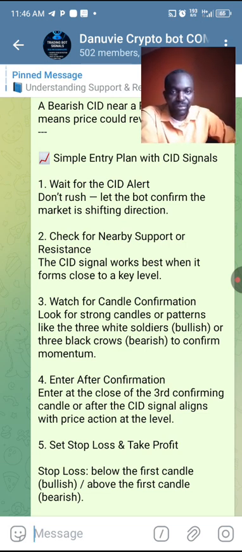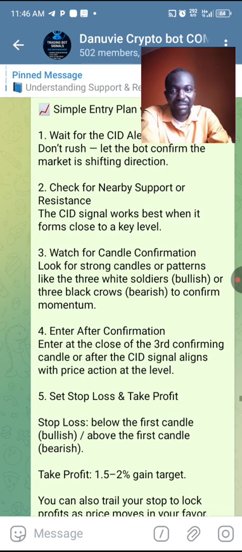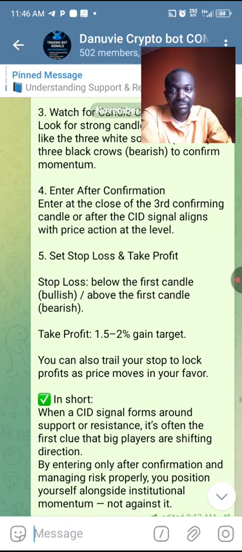Okay, so enter at the close of the 3rd confirming candle or after the change in direction signal aligns with price action at that level. I think I've explained that. So let's go to the last one. That will be set stop loss and take profits. So stop loss below the first candle, like I've said.